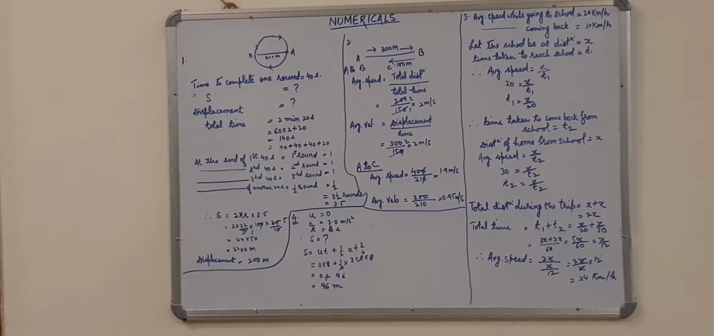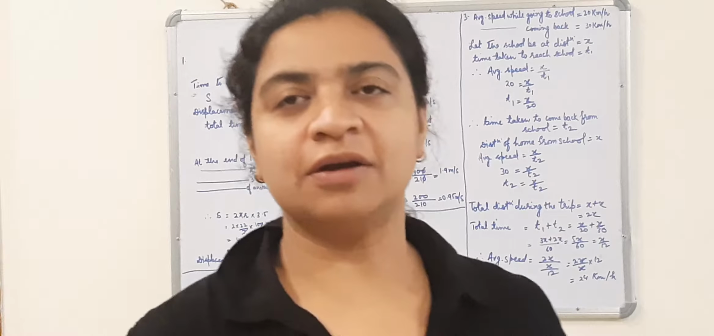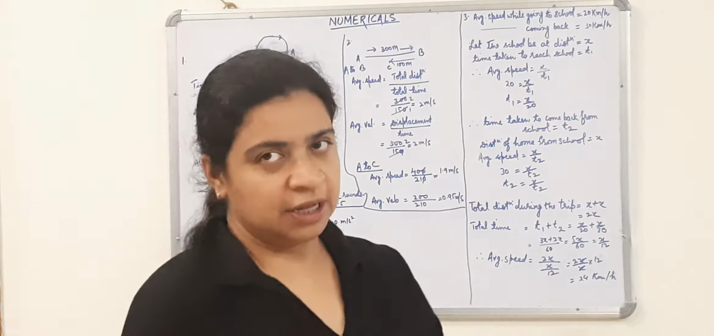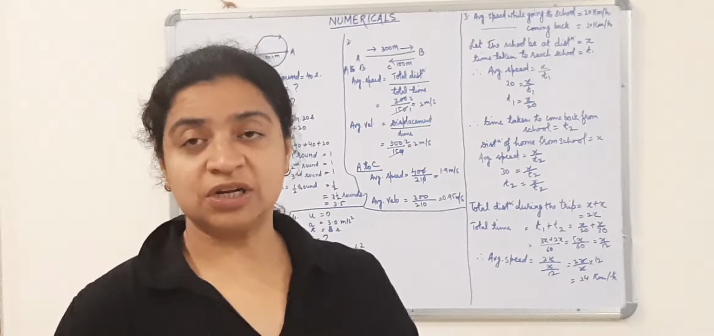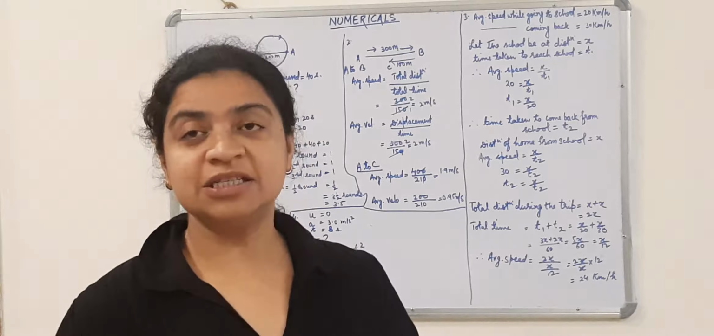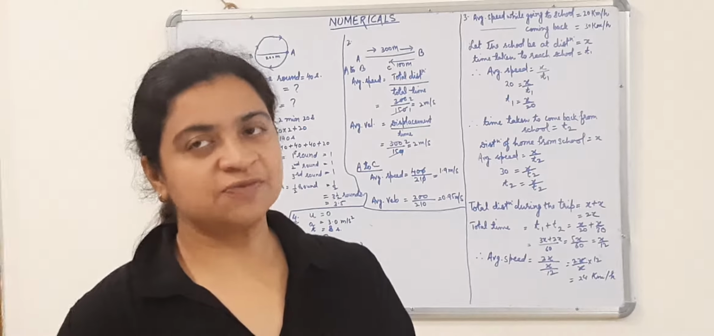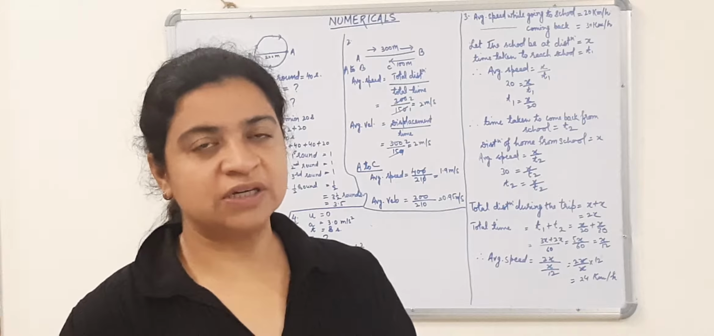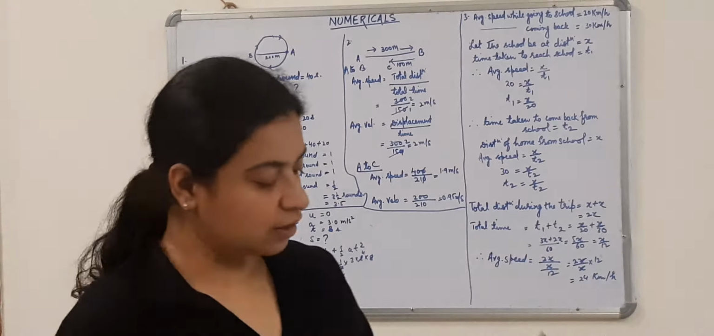Hello everyone. In this video I am going to take 4 more numericals from your lesson Motion. I am going to discuss the numericals given in your NCERT back exercise, page number 112. Today I am going to discuss the first 4 numericals, 1, 2, 3, 4, in this video. So let's start with our first numerical.